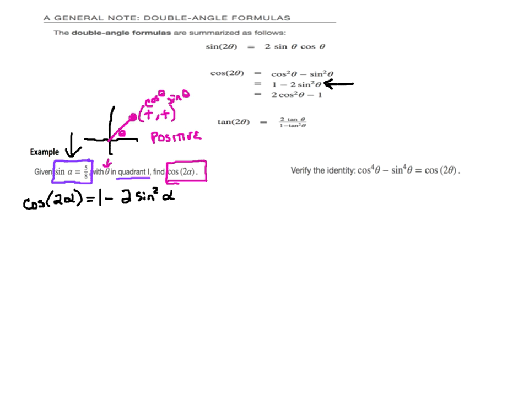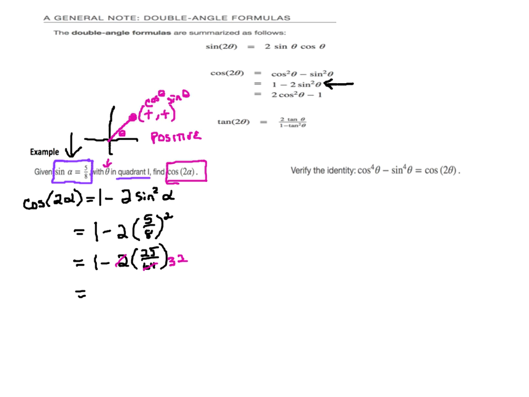Well, I know what the sine of alpha is. So I can come in here and say this is the same thing as 1 minus 2 times 5/8 squared. All right, when I square a fraction, I square my numerator, square my denominator. So this is 1 minus 2 times 25/64. And I can divide out a common factor of 2 right here. 2 goes into 2 once, and 2 goes into 64 32 times.